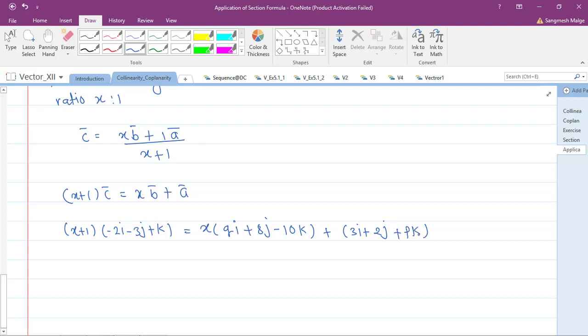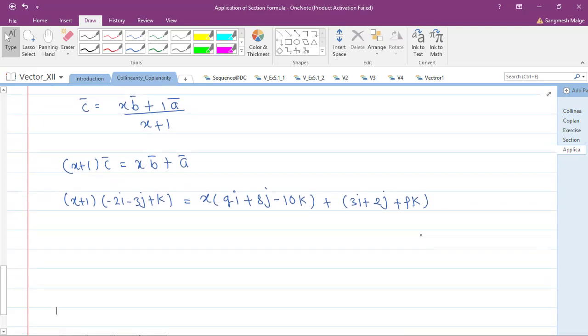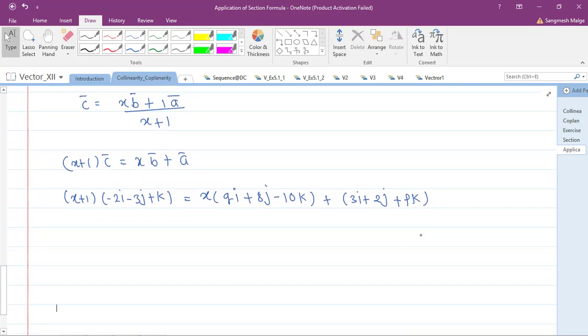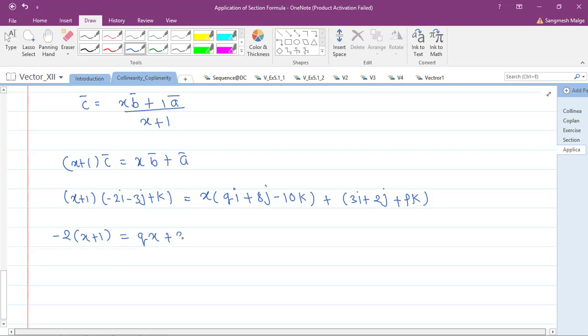Good. Now as the vectors are equal, we can directly equate their i, j, k coefficients. So what is the i coefficient here? Minus 2 into x plus 1 is equal to, what about this, Qx, and what about this, plus 3. So this becomes the first equation.